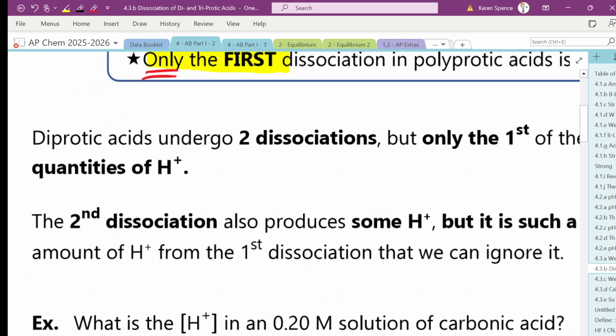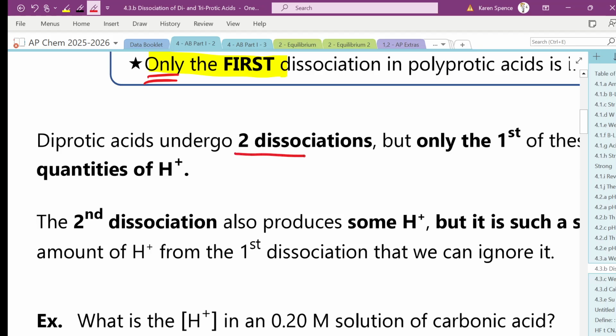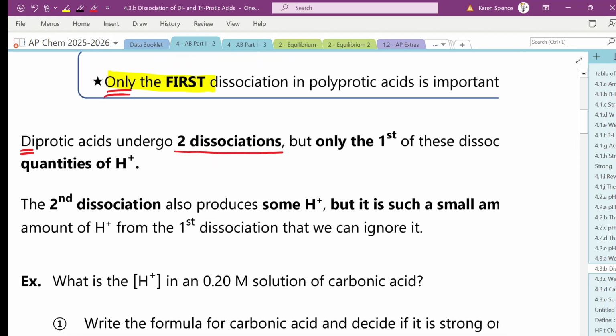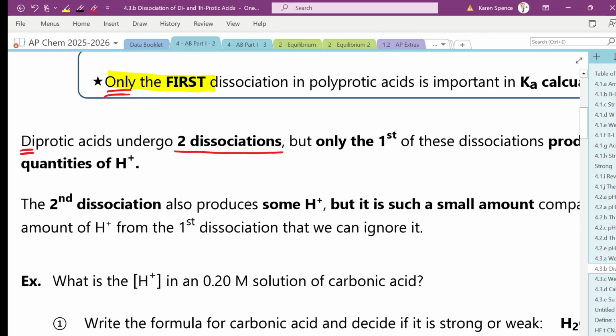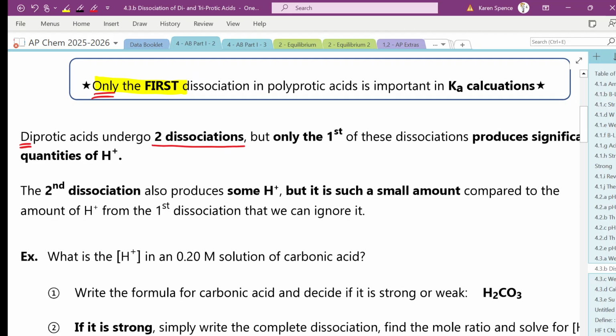Diprotic acids do undergo 2 dissociations. Okay, but only the first of these dissociations produces significant quantities of H+. The second dissociation also produces some H+, but the Ka of the second dissociation is so much smaller than the Ka of the first dissociation, so the amount it produces is insignificant in comparison.